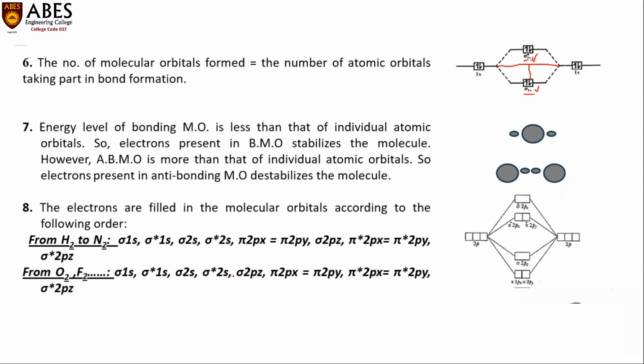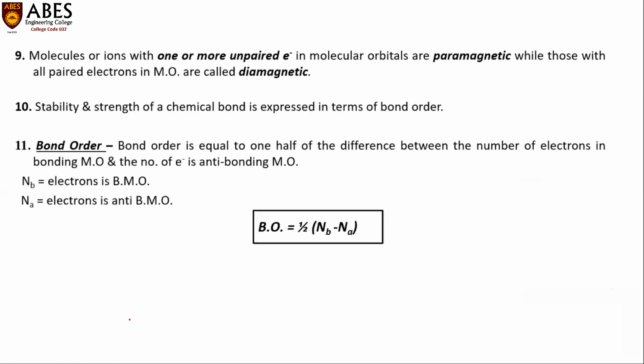Therefore it exists earlier than the pi 2px and pi 2py orbitals. Next point, molecules or ions with one or more unpaired electrons are paramagnetic, whereas molecules in which all the electrons are paired are called diamagnetic.